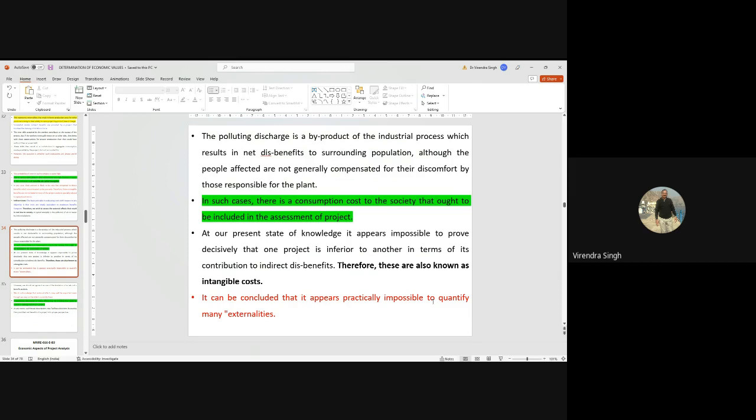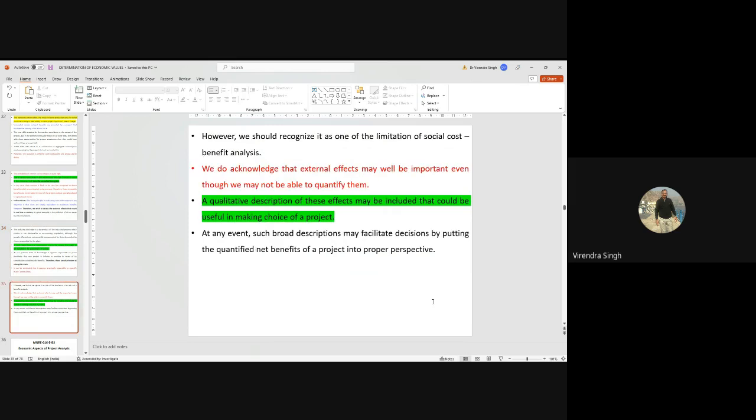At our present state of knowledge, it appears impossible to prove decisively that one project is inferior to another in terms of its contribution to indirect disbenefits. Therefore, these are also known as intangible costs. It can be concluded that it appears practically impossible to quantify many externalities. However, we should recognize it as one of the limitations of social cost benefit analysis.